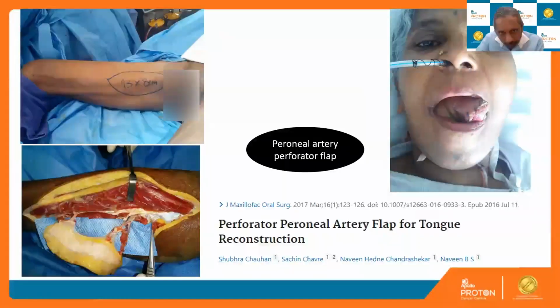Then the other, we published this where we used a peroneal artery perforator flap to reconstruct tongue. It's all because of the donor site again. The pedicle length can reach up to 6 centimeters here, so the tongue reconstruction can be planned. It gives a good amount of thin pliable flap.